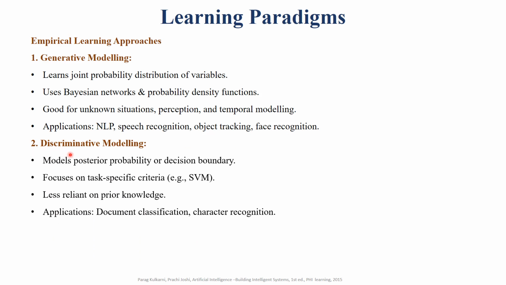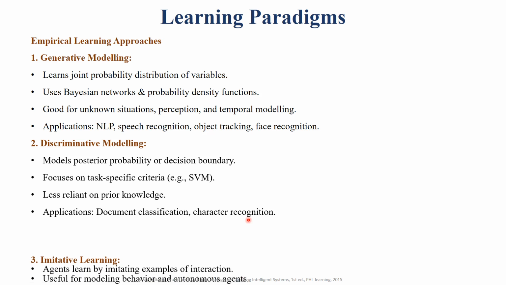Number two is discriminative modeling. Whenever there is a need to model a posterior probability or decision boundary, we go for this. It mainly focuses on the task-specific criteria. The best example would be SVM. It's less reliant on some prior knowledge. Some of the applications include classifying a document and recognizing a character.